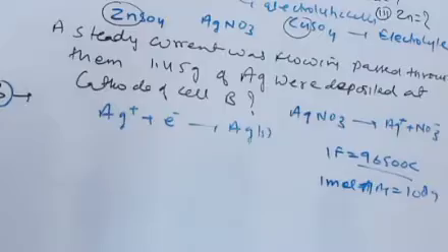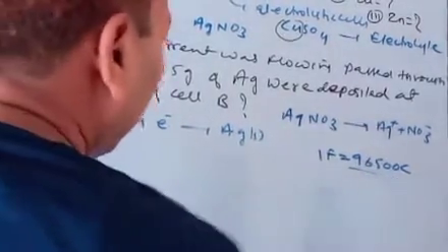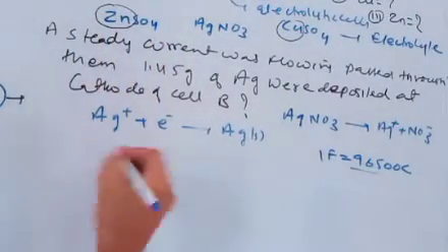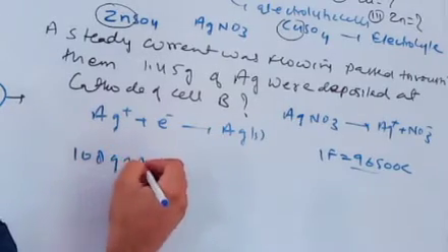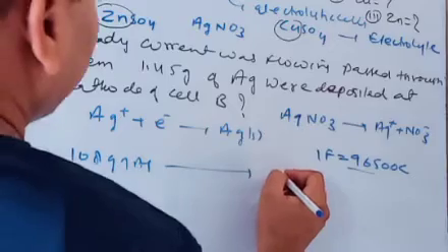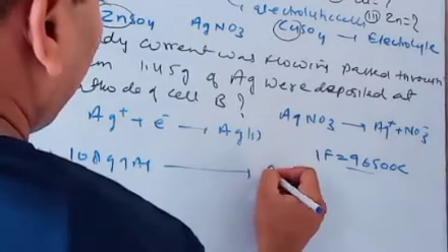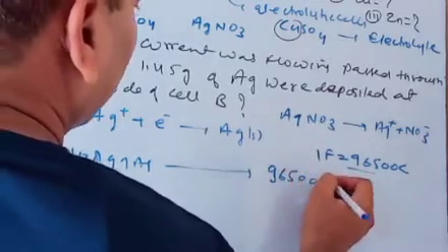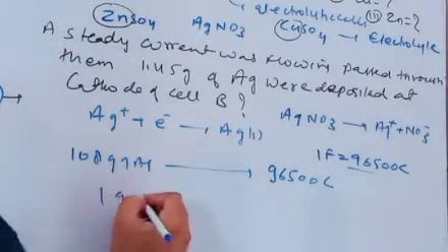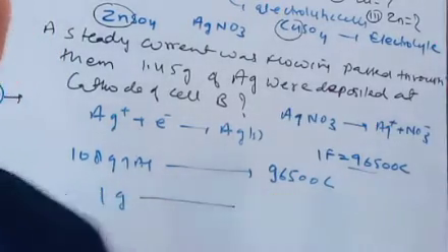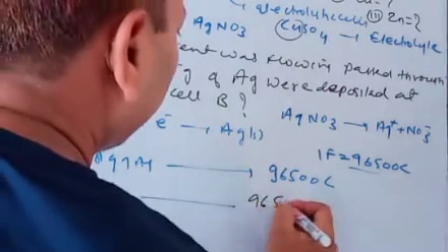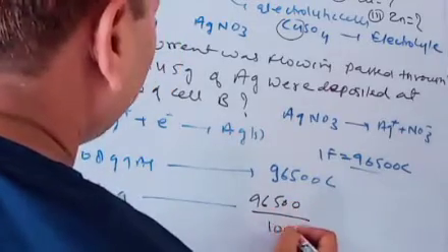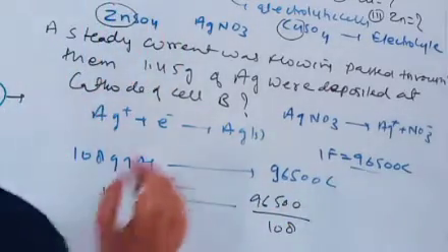Okay, this is the case. 1 mole of silver is equal to 1 mole. Now see this, 108 gram of silver contains charge 1 Faraday or 96500 Coulomb. So 1 gram of Ag, so 96500 upon 108 Coulomb.